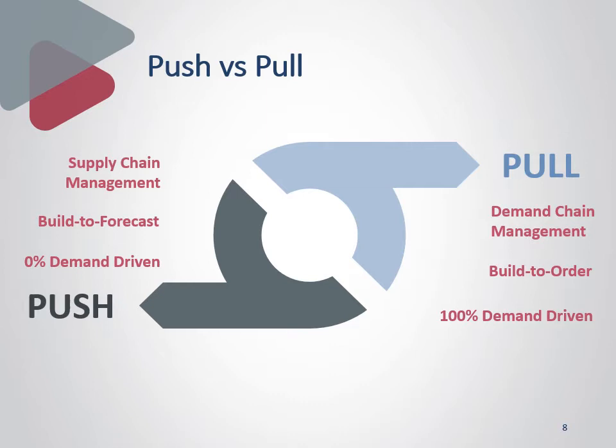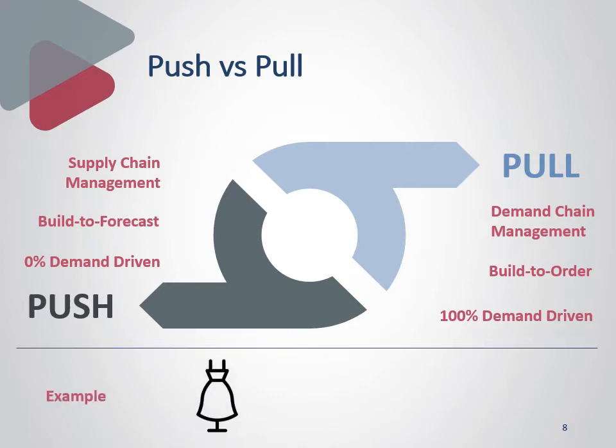Some industries which make use of the push strategy are 0% demand driven. That means that they rely totally on forecasts and they just push their products out in the market where consumers buy them according to their tastes and preferences. An example of this kind of industry is the fashion industry. New fashions come out into the market based on forecasts and not the actual demand.